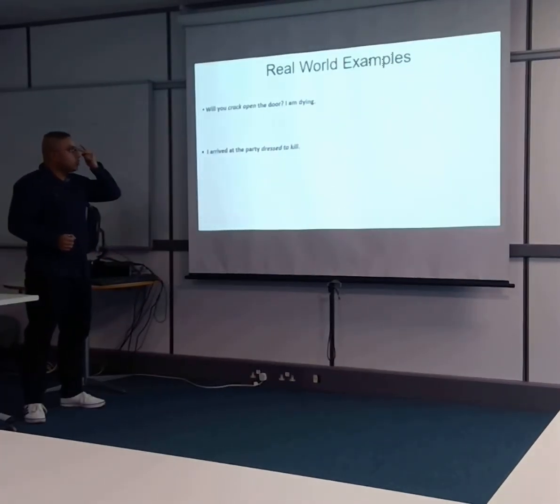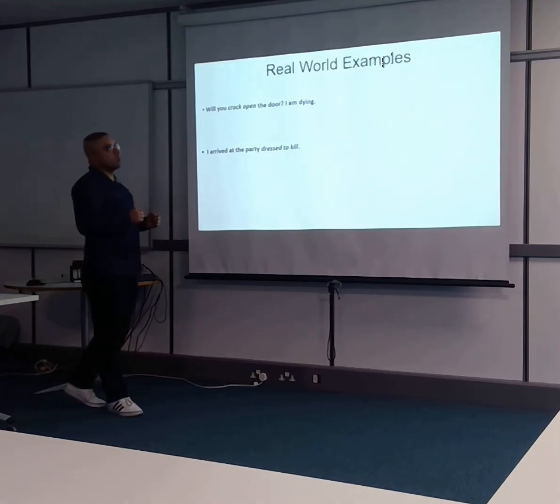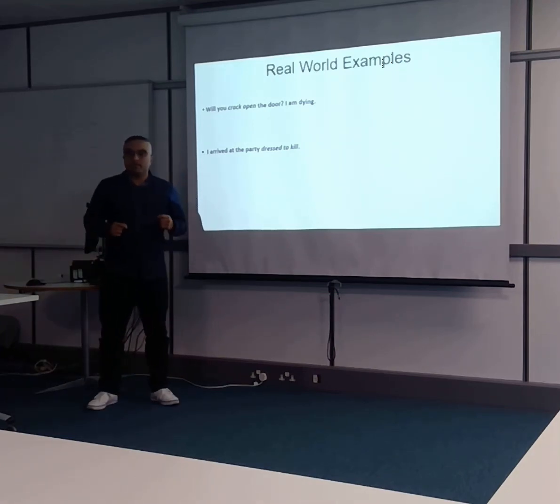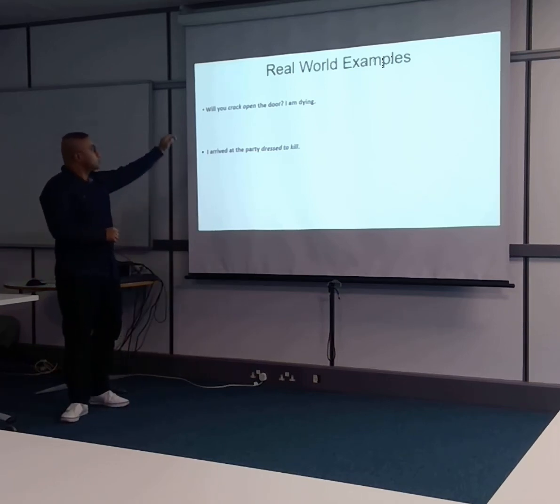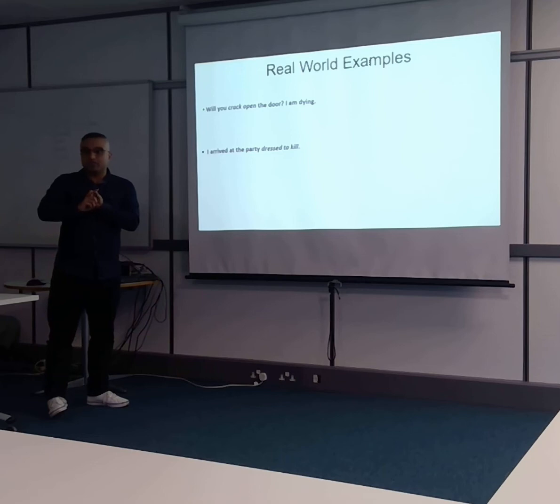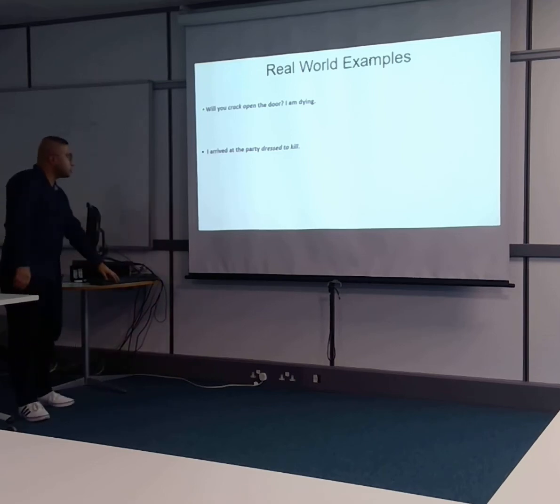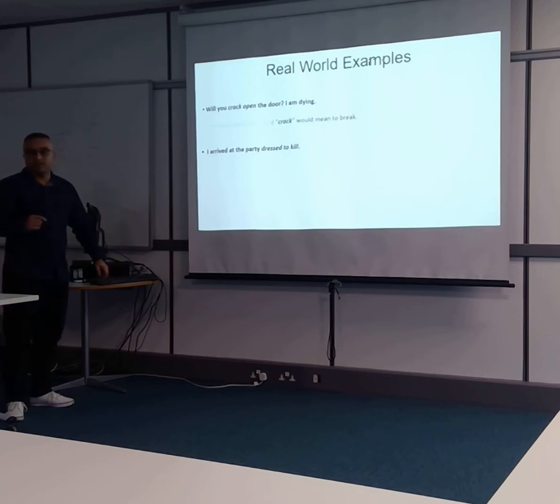Okay, so carrying on with the real world examples, I want to start off with Austin's speech act theory, which is the LIP: locutionary, illocutionary, and perlocutionary. So three things are said: what is being said, what's intended to be said, and what's the intended interpretation. So this sentence here: will you crack open the door, I am dying.